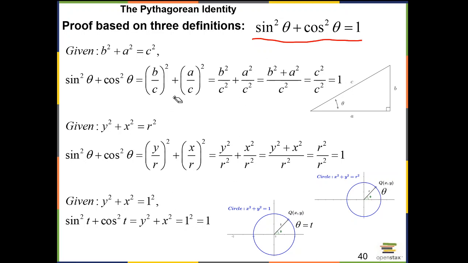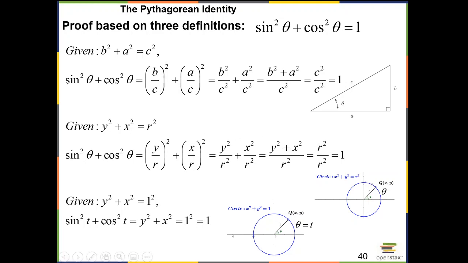Right? All right. Now, here is the Pythagorean identity that we can prove easily using any of the definitions that we talked about. If we use a right triangle, we know that sine is b over c and cosine is a over c. If we substitute those for sine and cosine and square them, we end up with b squared over c squared plus a squared over c squared, which have the same denominator. We know by the Pythagorean theorem from geometry that this is the same as c squared, and c squared over c squared is 1. So that's one way we can prove this.